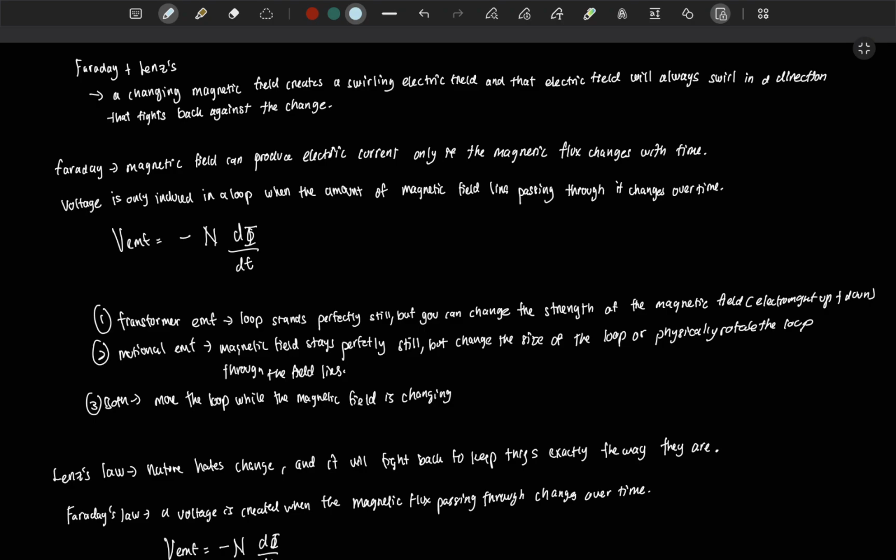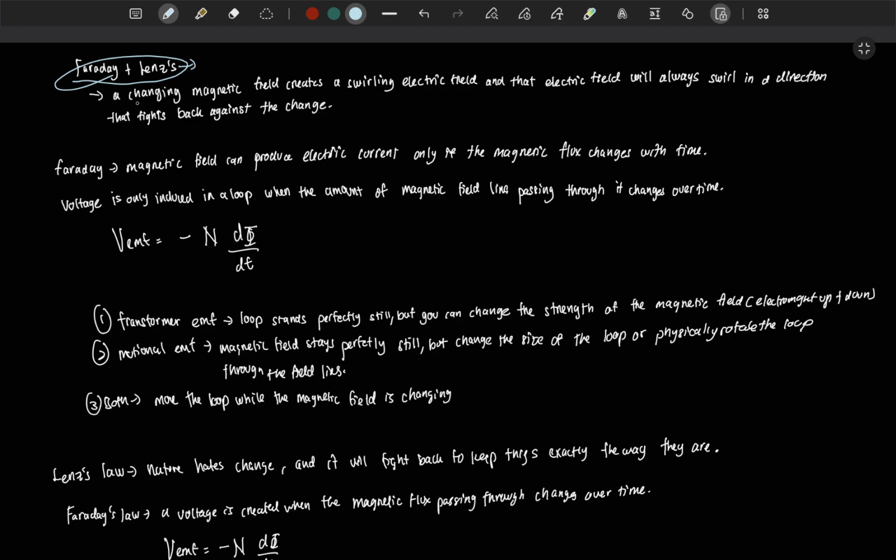Now we have a new person called Lenz, and this topic is actually about Faraday and Lenz. Now what do Faraday and Lenz tell us? Lenz is something that's opposing, so if you are going straight, it opposes and goes back. It's something like inertia, it fights back. Like if the object is stationary and you push it, it will try to return to the stationary position. Now why does it happen?